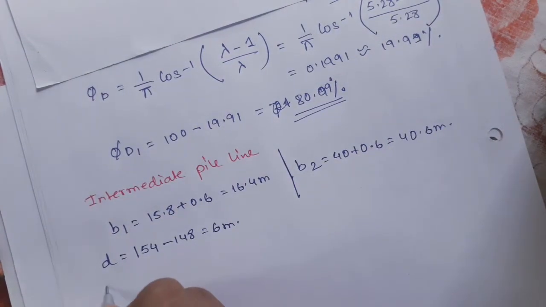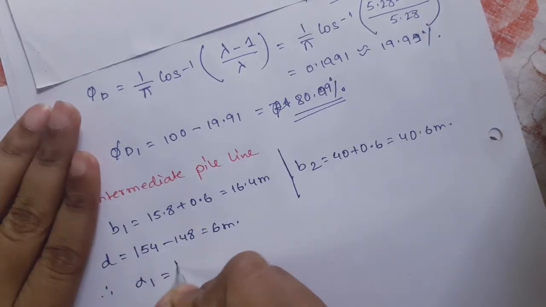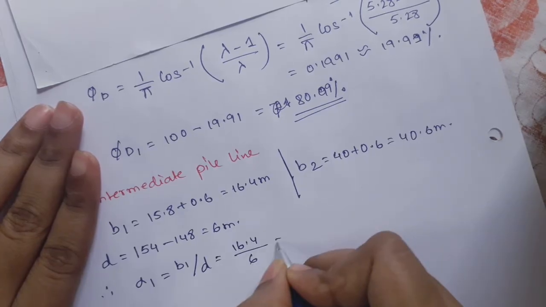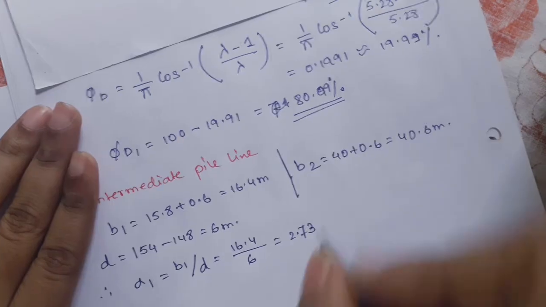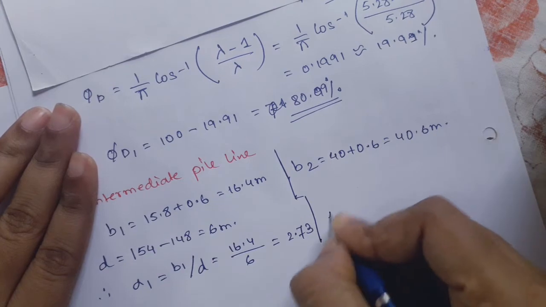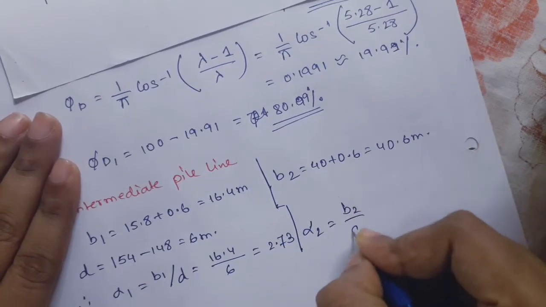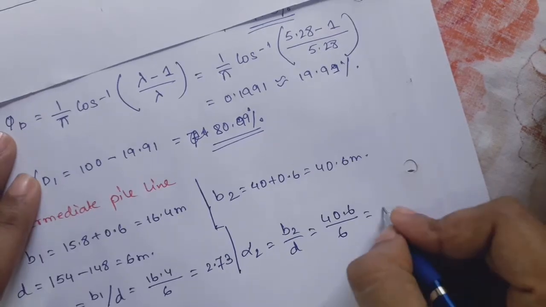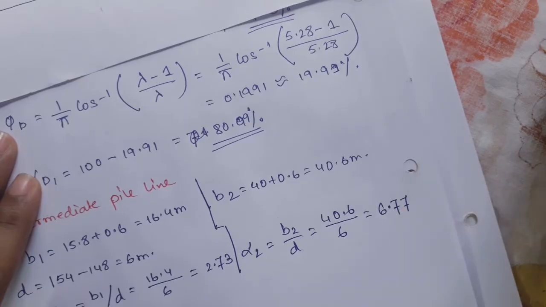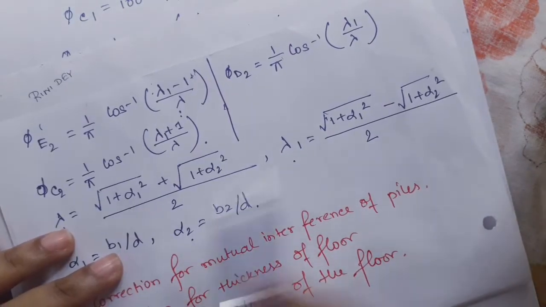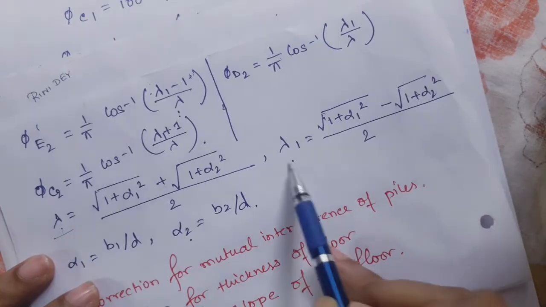Okay, so now alpha 1 will be B1 by D, which is 16.4 divided by 6, which will be 2.73, and similarly alpha 2 will be B2 by D, which will be 40.6 divided by 6, which will be 6.77. So now we have got the value of alpha 1 and alpha 2. Following this, we will put the values over here and get the value of lambda and lambda 1.